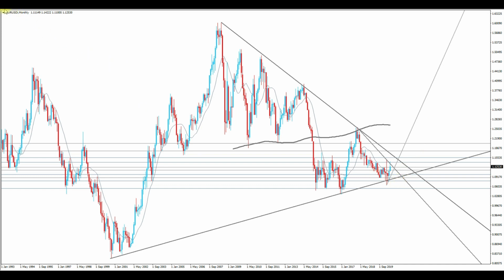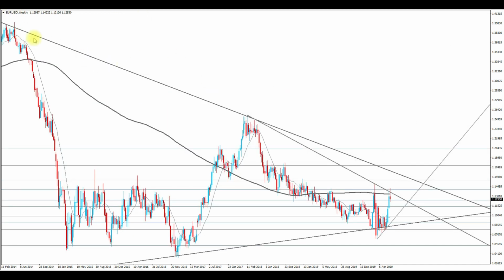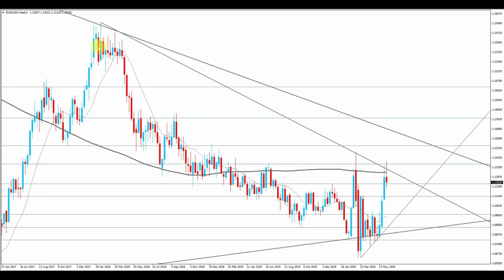So if I go into the weekly, we can see that we have this monthly trend line here, and we've had this weekly trend line here. If I zoom in, you see that price has respected this weekly trend line with the recent test here, but I am expecting price overall to move and test this monthly trend line. So we need a pullback, and then we're going to go and test that trend line.